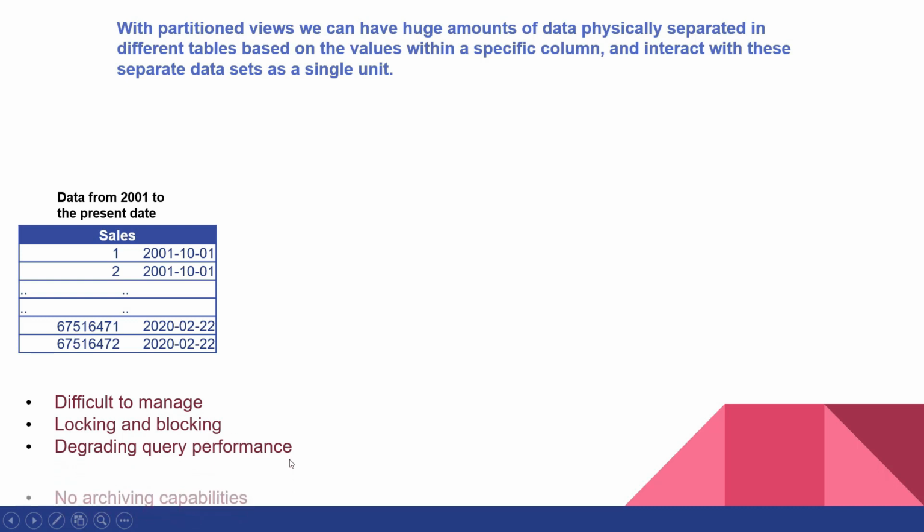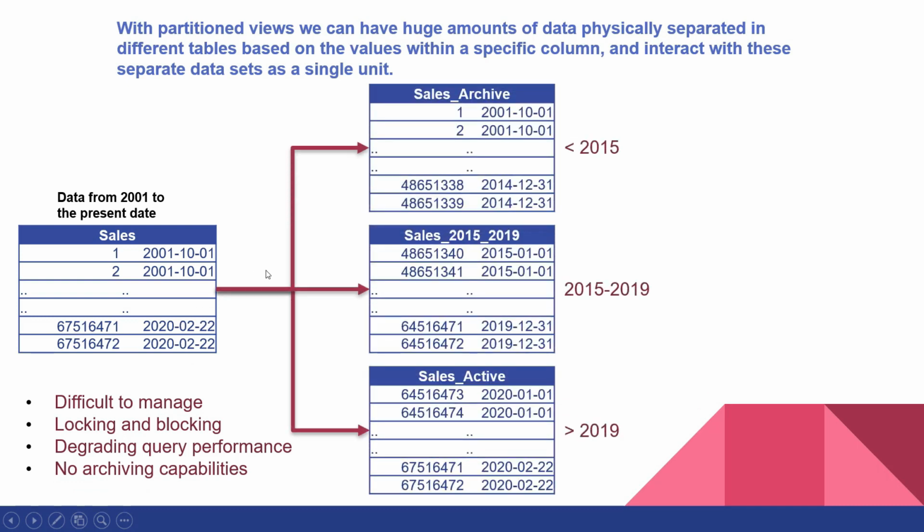Another issue is the ability to archive data that is no longer actively used. Most of these issues can be resolved by implementing partition views. Instead of having one table that stores all the sales data, we now have 3 tables that each store a specific range of the sales data. These tables are referred to as member tables.